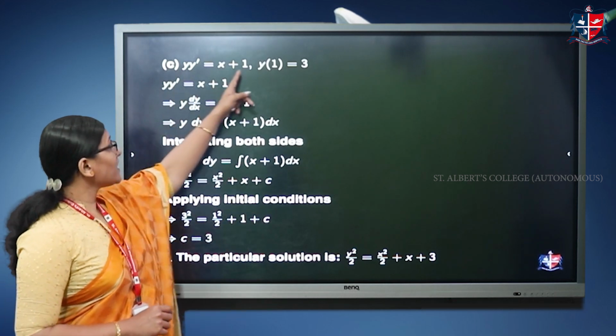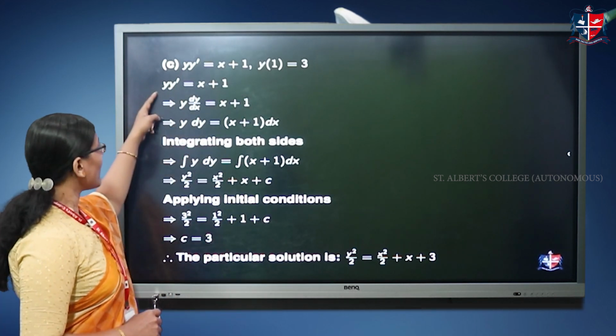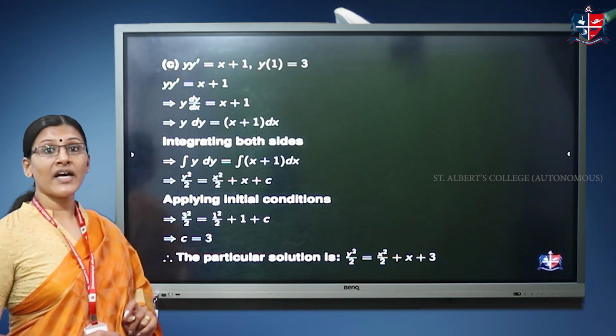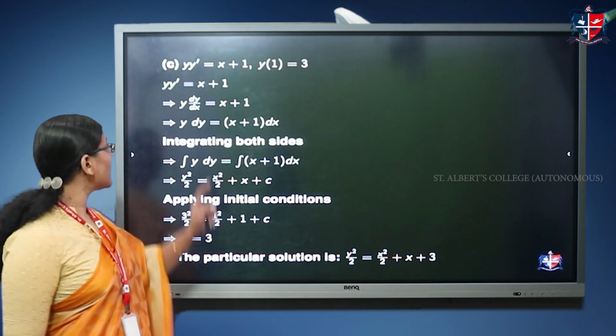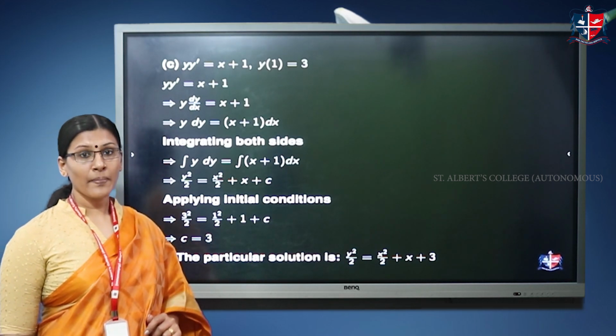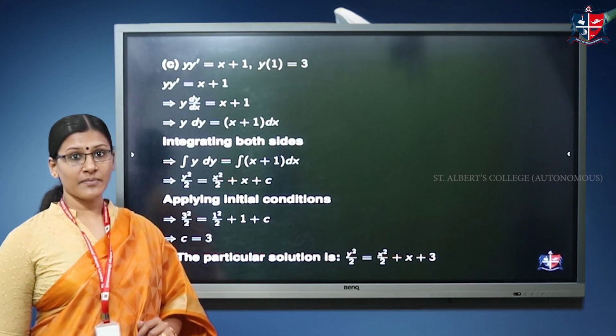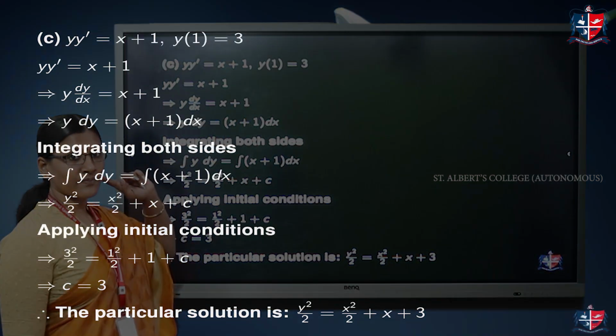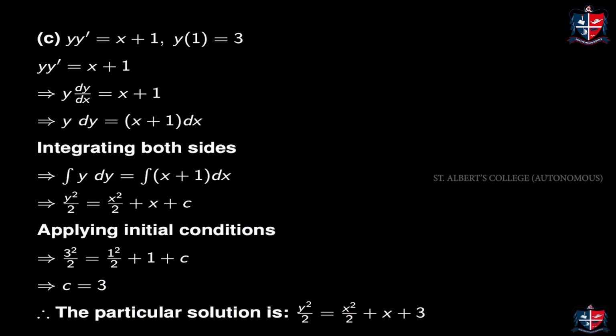So first we will consider this ordinary differential equation y dash equal to x plus 1. First of all we will write y dash as dy by dx. So we get y dy by dx equal to x plus 1. Now we will try to separate the variables. For that we will bring dx to right hand side and we get y dy equal to x plus 1 dx. Once we have separated the variables, we will integrate both sides.